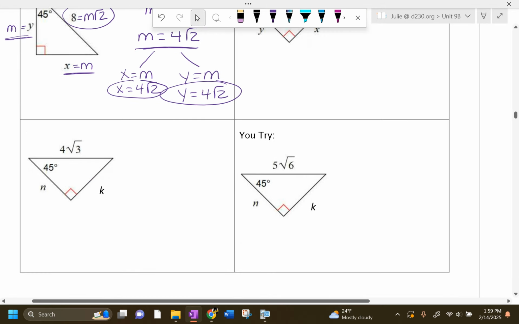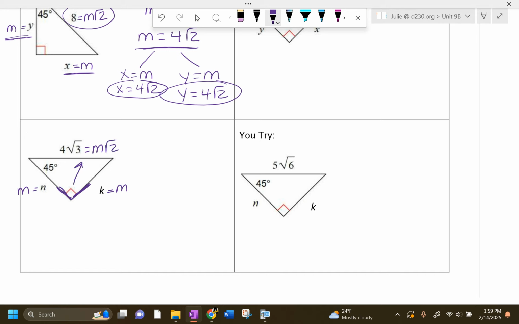All right, and then the last one, again, the legs are equal to m. The hypotenuse is equal to m square root 2. Okay, I'm going to take this side and solve for m. Okay, to get the m by itself, I'm going to divide by the square root of 2. But then I have to simplify the right-hand side. I can't divide the 4 and 2 because one's inside the radical, one's outside the radical.